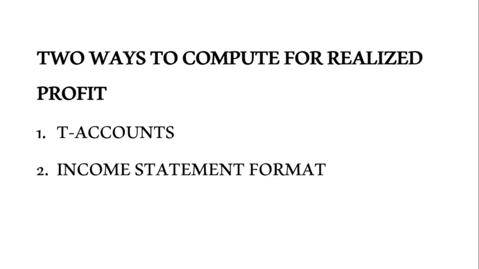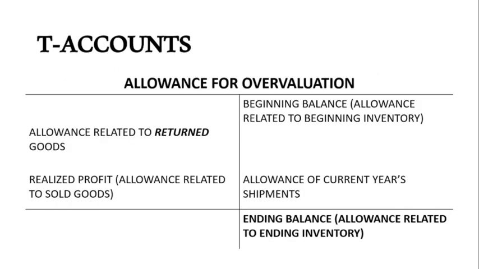For the T accounts, we need to familiarize ourselves with the ledger of the allowance for overvaluation. The allowance for overvaluation has a credit balance, and so its beginning balance is located at the credit side of the ledger. Thus, beginning balance. This beginning balance pertains to the allowance related to the beginning inventory. So in case the problem will not talk about how much is the beginning balance, we could compute for the beginning balance of the allowance for overvaluation by working back the allowance that is related to the beginning inventory.